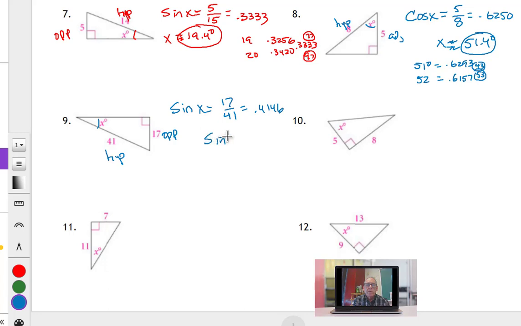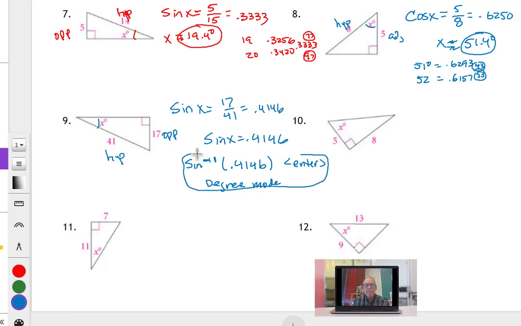So we have sine x is 0.4146. Now, if we're using a scientific calculator for this, we can actually use our sine to the minus 1 key of 0.4146. And we would hit enter, as long as our calculator is set for degree mode, it'll give us the angle measurement. Now what I'm doing is using a table of values that have already been computed, and I'm looking down the sine column to find the closest angle to 4146.